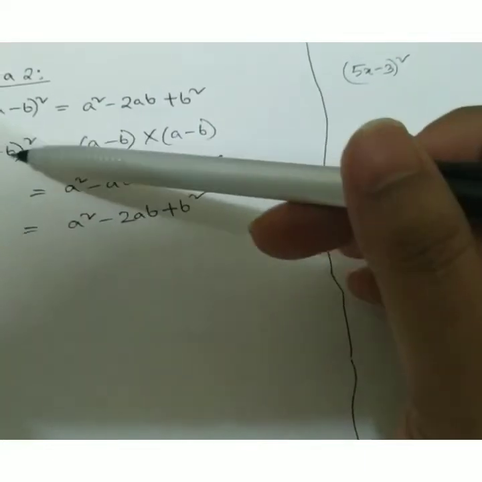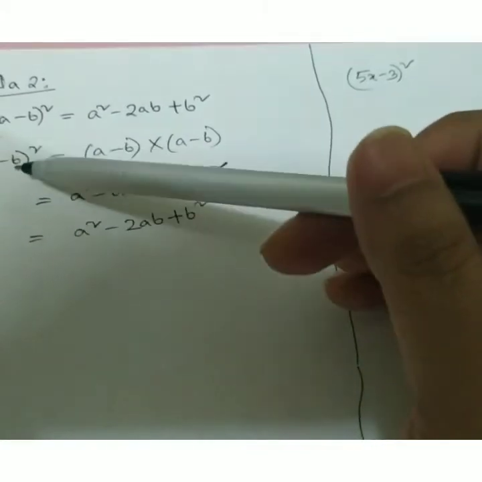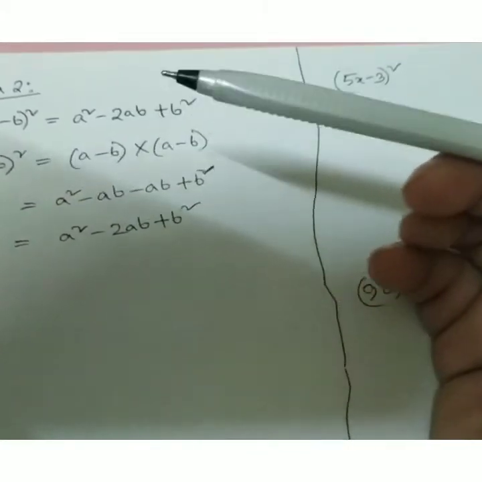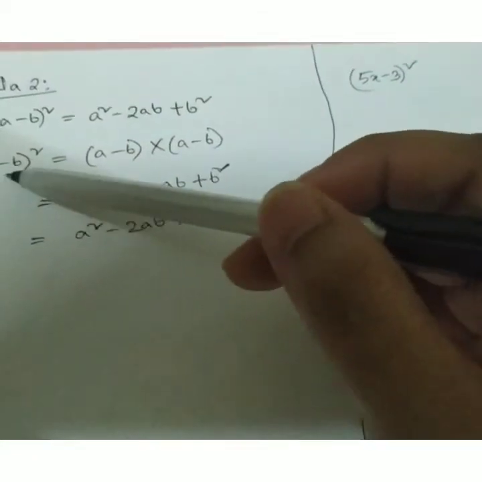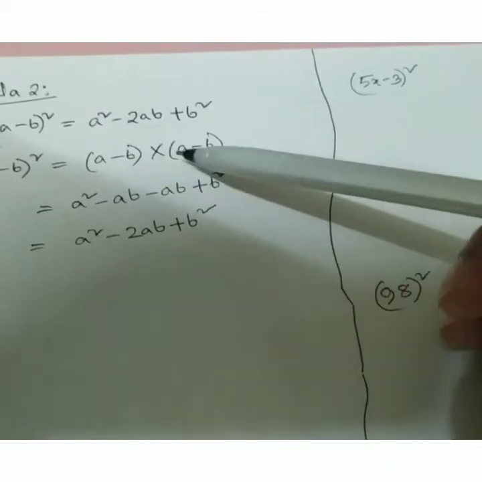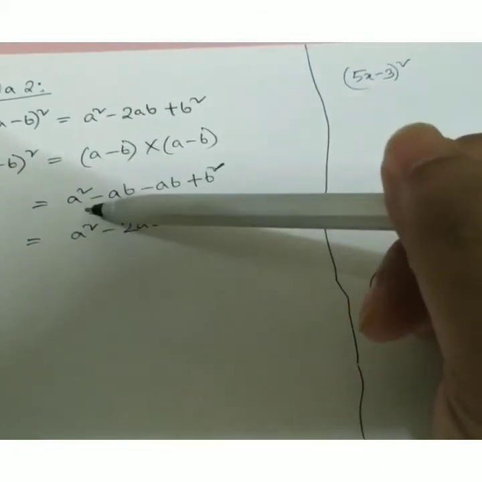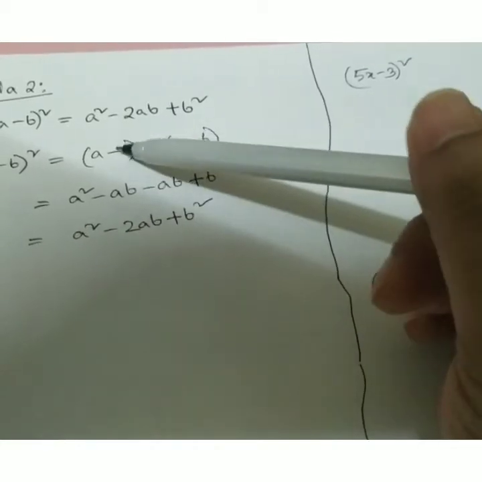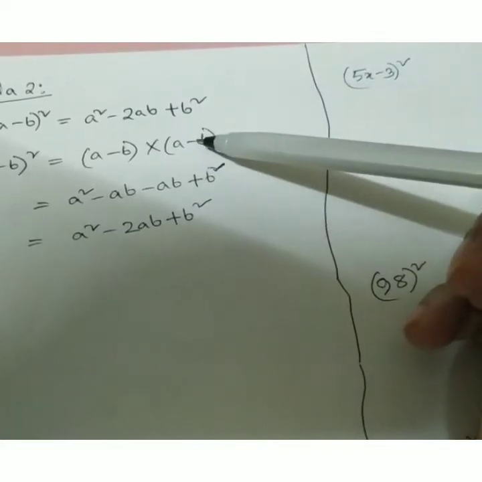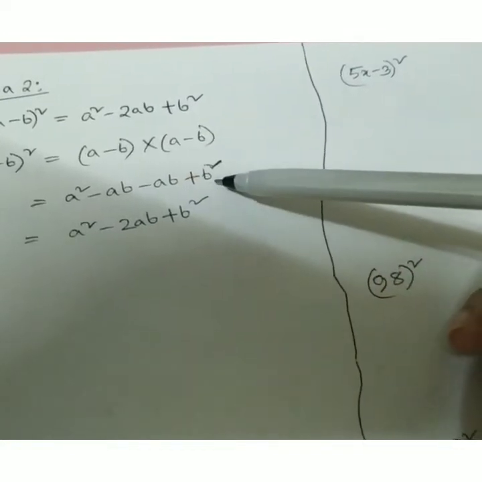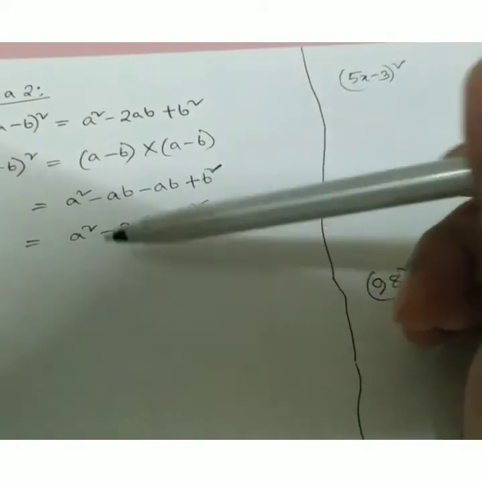So we know that if we have a square over an algebraic expression, we need to understand that we need to multiply it twice, right? So a minus b whole square means a minus b into a minus b, right? So a into a is a square, then minus a into b, ab, again minus b into a, minus ab, minus b into minus b plus b square. So I'm sure you know how to multiply these two algebraic expressions.